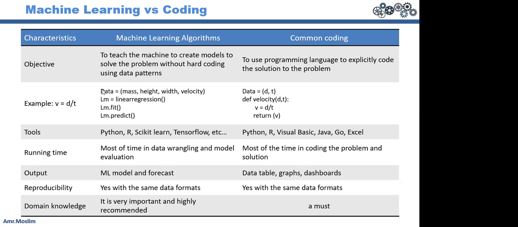In common coding, you have data which could be mass, height, width, and velocity, and this is the same data we have in machine learning. But in order to calculate the velocity, what we need is to know the equation. The velocity equals distance over time. So we need to have the equation first. After we have the equation, we make a function that calculates this equation and returns the velocity as we need it. But in machine learning, it's totally different.